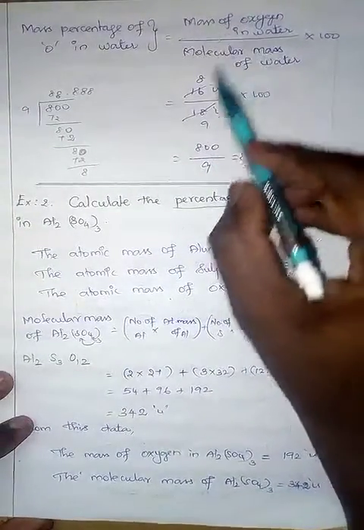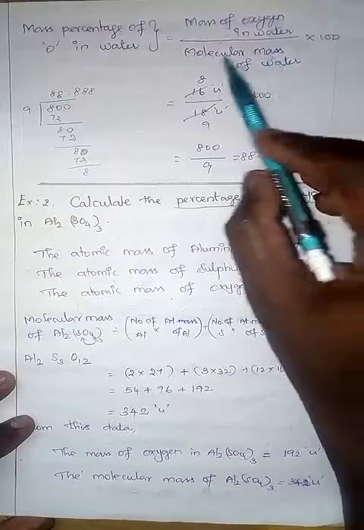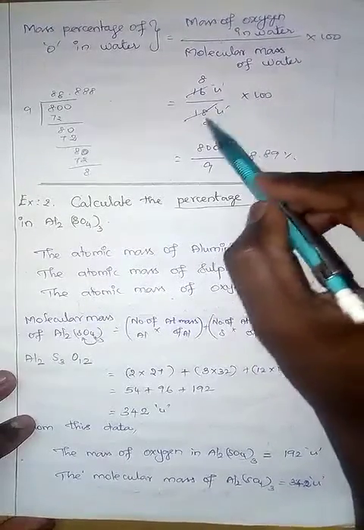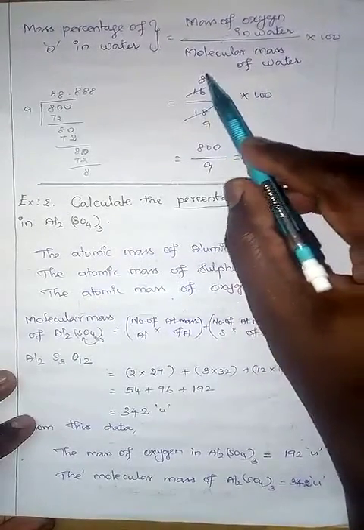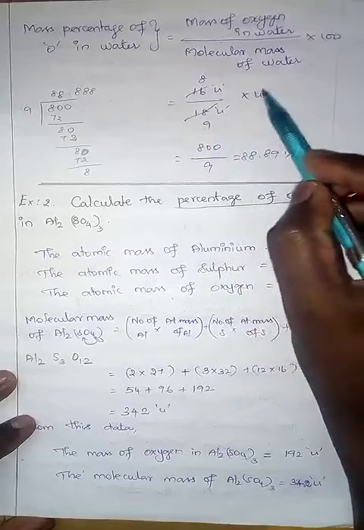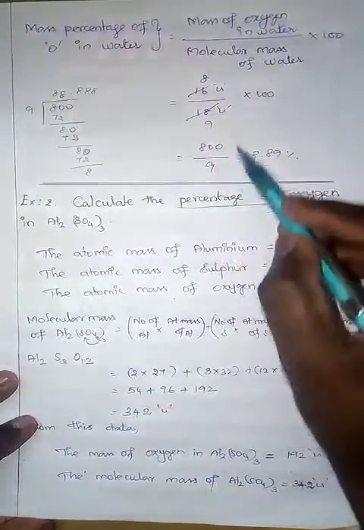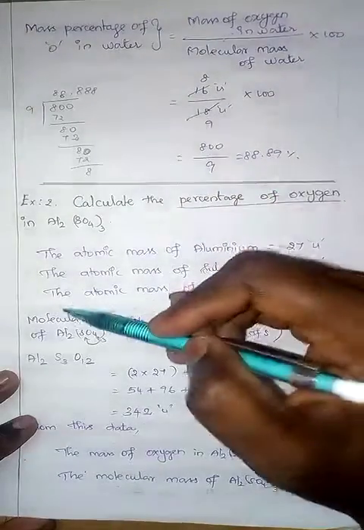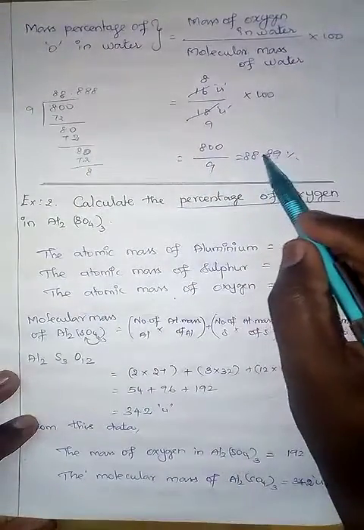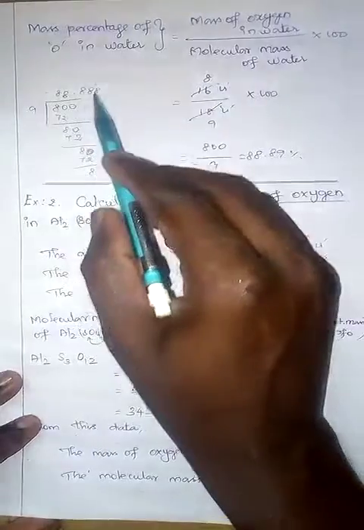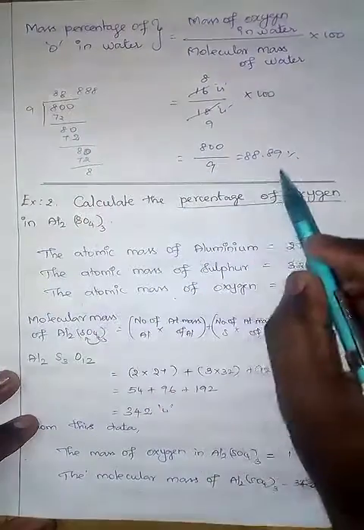So the mass of oxygen is 16, the molecular mass of water is 18. So you just strike out in the 2 table. This 8 times, this 9 times, into 100. So if you calculate the value, we have finally got 88.89%. You can see this, I have rounded off this value to 9.